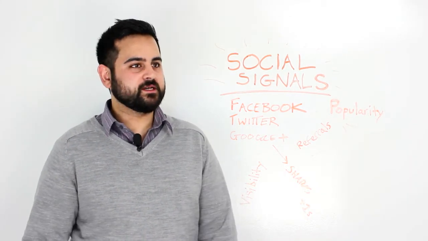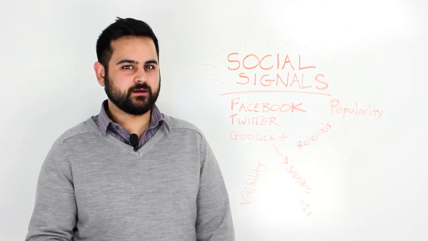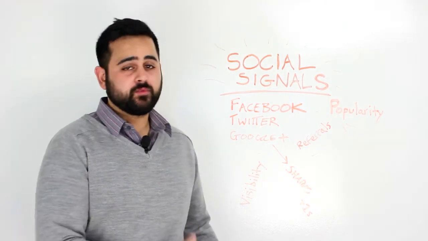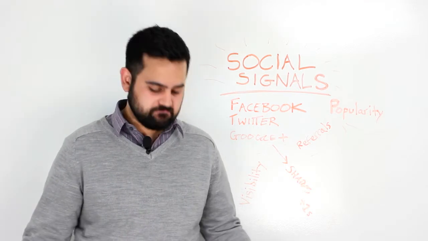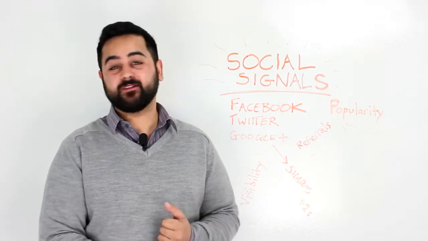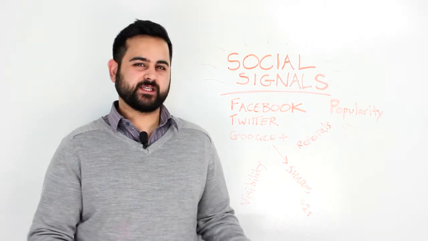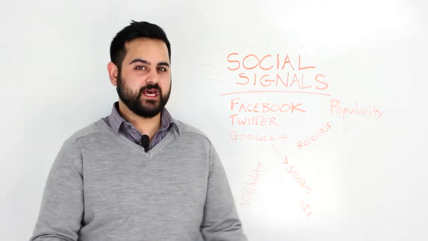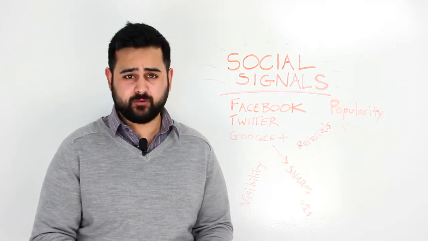Let's just go into one example here. Google Plus is Google's own property, so they know exactly what's going on. They know when things get +1. They know when things get shared. They know mentions, this, that, and the other. And they can see first-hand popularity.